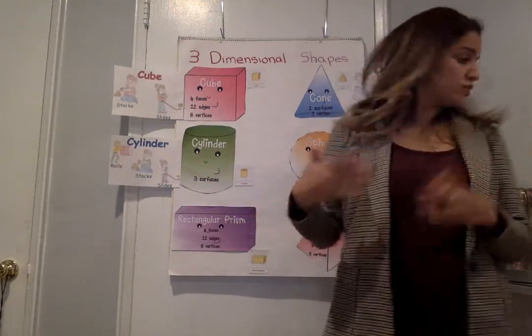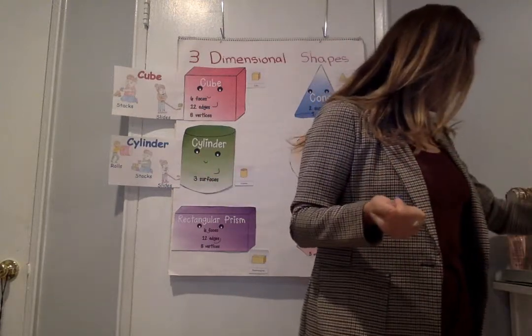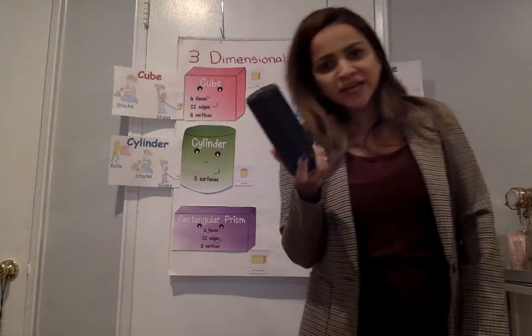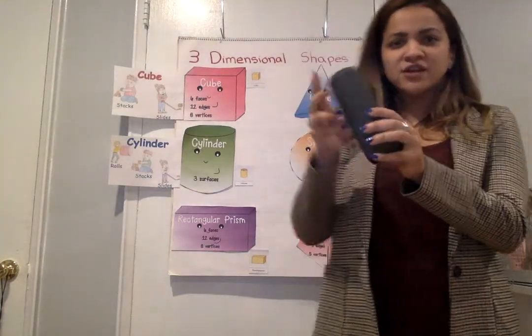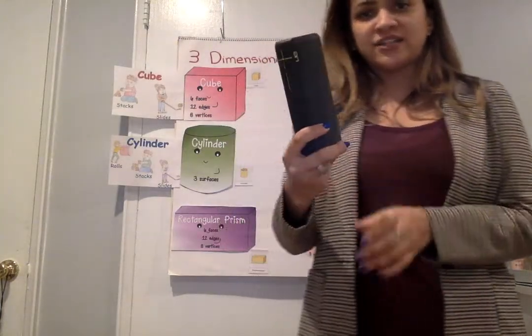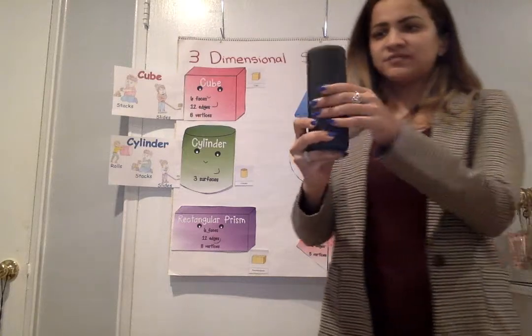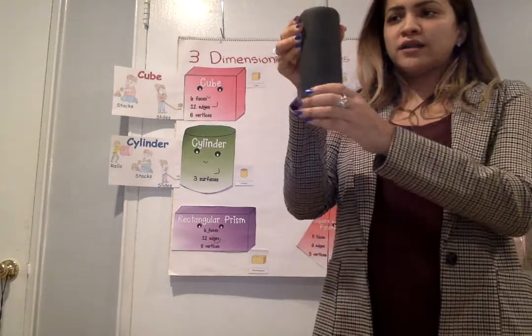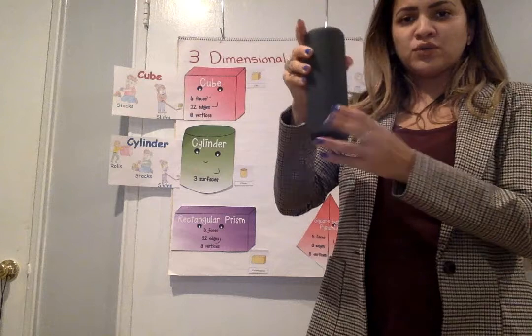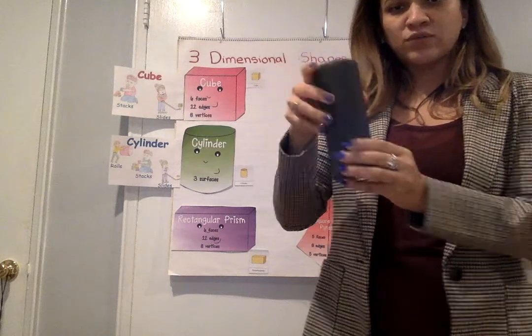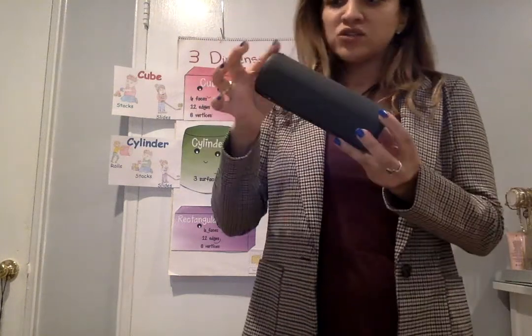Then we have cylinders. The cylinder has 3 faces. Where can we see cylinders? My speakers. My speakers are in the shape of a cylinder. 1, 2, 3. Their bases are round.